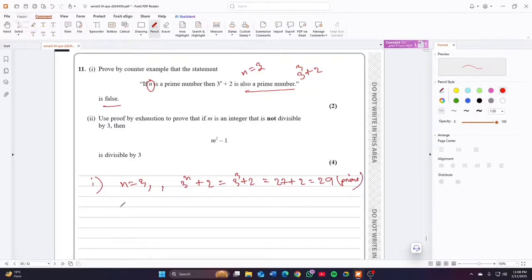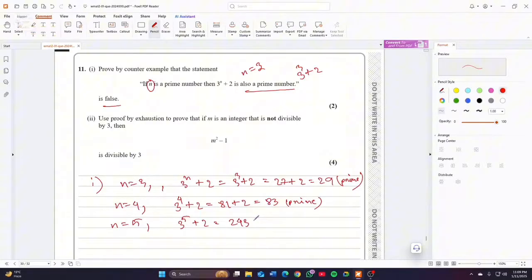But does this continue? For n equal to 4, 3 to the power of 4 plus 2 will be equal to, so what is 3 to the power of 4? 3 to the power of 4 is 81. 81 plus 2 is 83, and this is also a prime number. But for n equals 5, 3 to the power of 5 plus 2 is, so 3 to the power of 5 is actually 243.